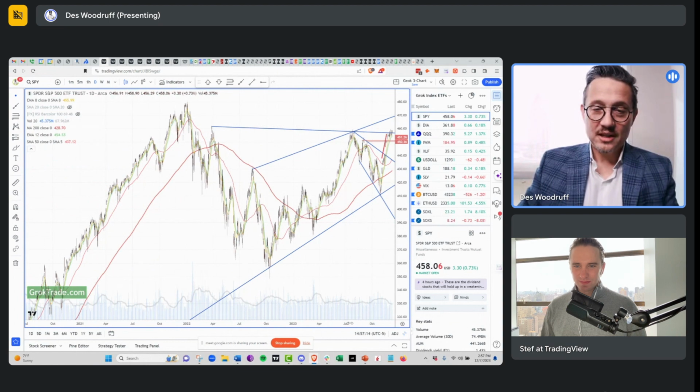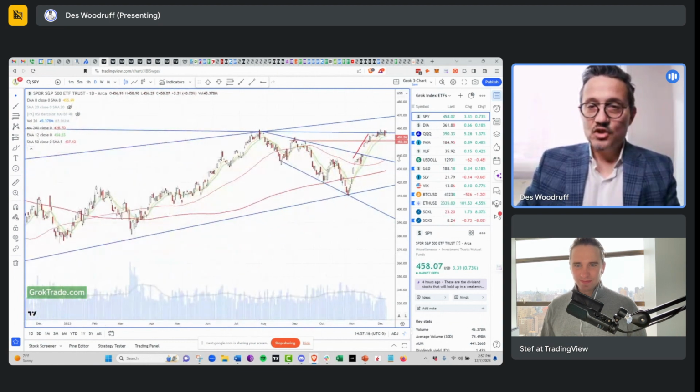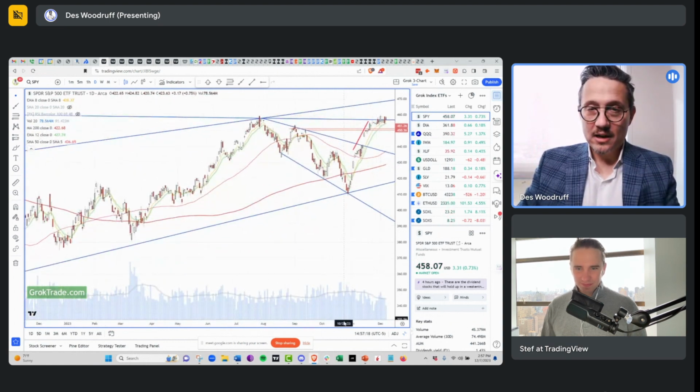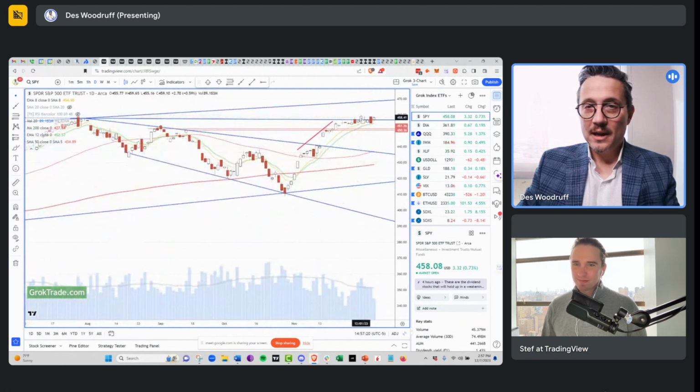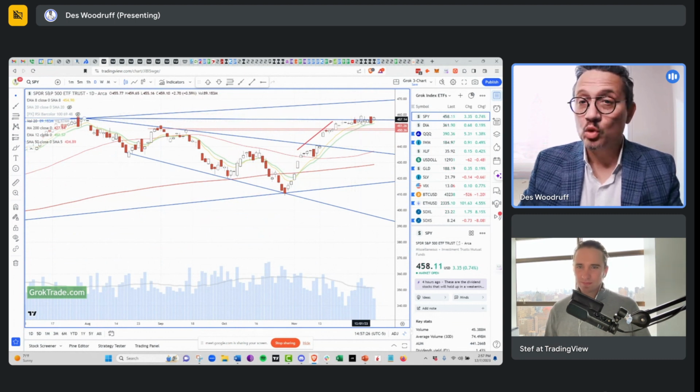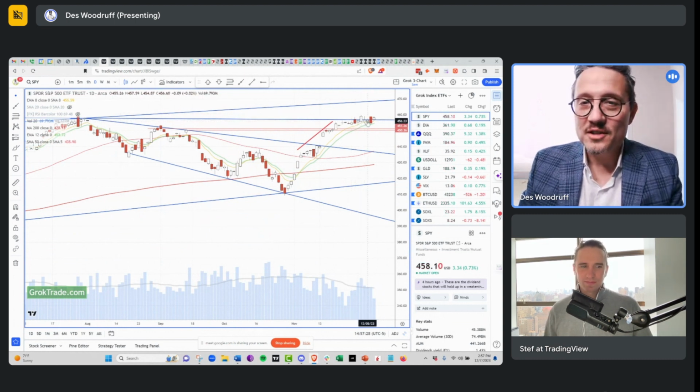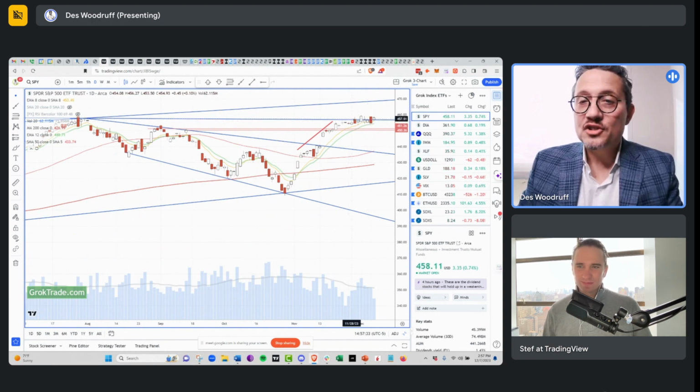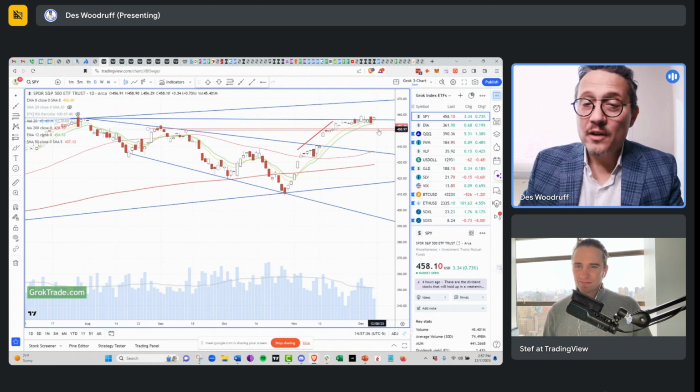Well, what's interesting is we shot above it, and then we came back and it's acting as resistance. So it's resistance, resistance, resistance, resistance. We got above it, it looked really bullish. Then resistance, resistance, yesterday resistance, but now it's back above it. You see how this trend line is being highly honored. So this is very, very important to know.